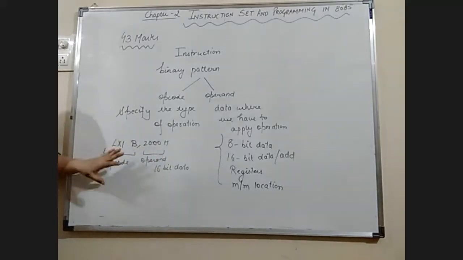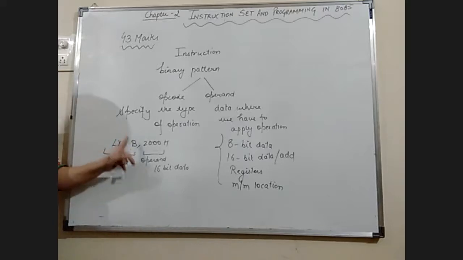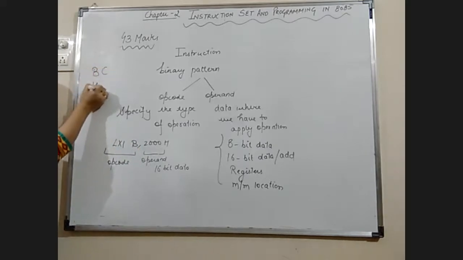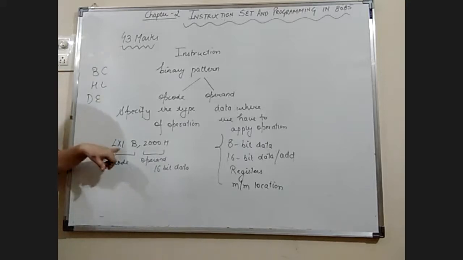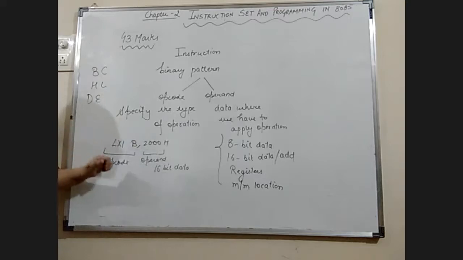Now why are we talking about the BC pair? Because here only B is written. How am I telling you that this is the BC pair? Because if X is given in any instruction, that means we are talking about a pair. In 8085 we have 3 pairs: BC pair, HL pair and DE pair. So if any instruction contains X, we are not talking about a single register, we are always talking about the pair.